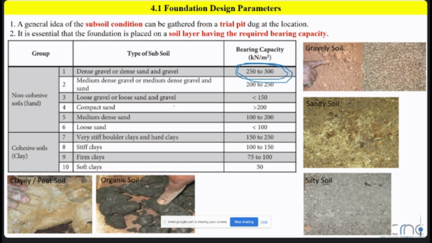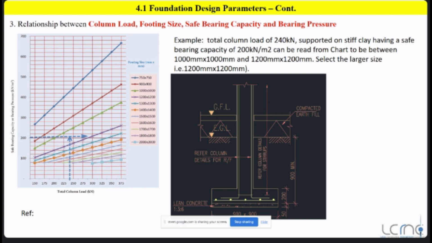So if you go further down, you can see the peat soil. Peat is also one type of clay, but peat soil or organic soil, definitely you can't do any construction on top of the peat soil. Keep that in mind. Definitely you need to remove the peat soil and you need to do proper ground improvement before doing the construction work. Okay, that is that.